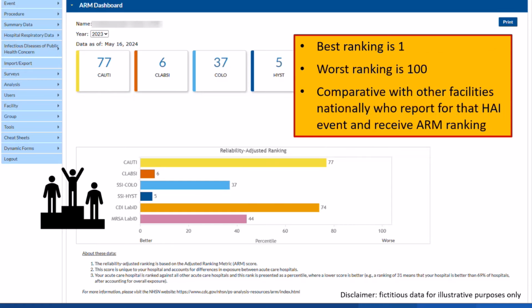The best ranking is going to be 1. The worst ranking is going to be 100. You can think of this sort of like running a race where you want to come in number 1. The closer you are to 1, the better you're doing. And this is going to be a comparative metric, so you're compared against other facilities nationally who report data for that HAI event and receive an ARM ranking.